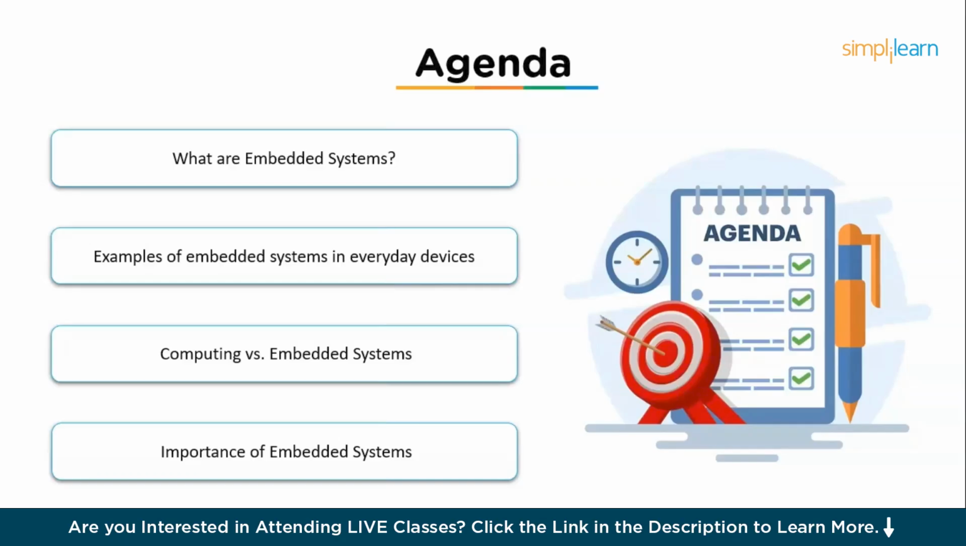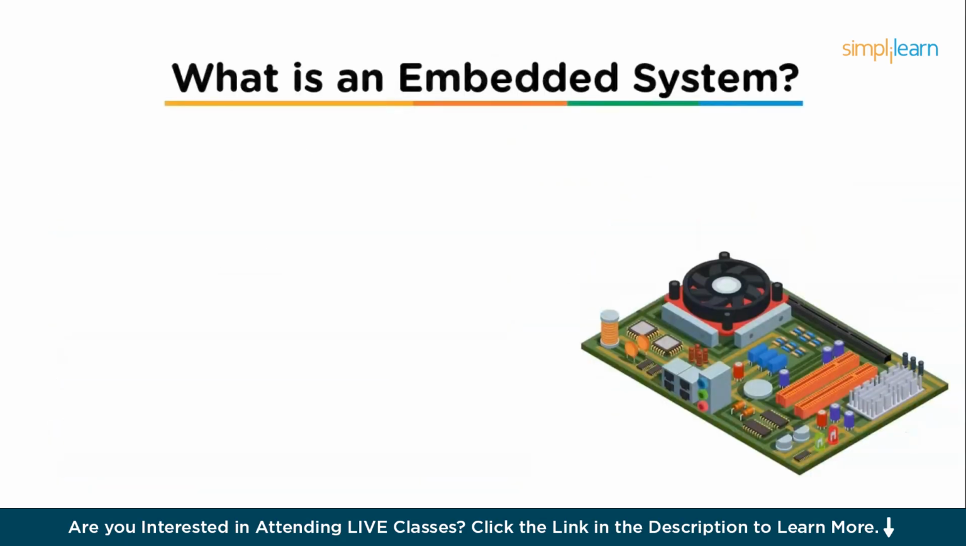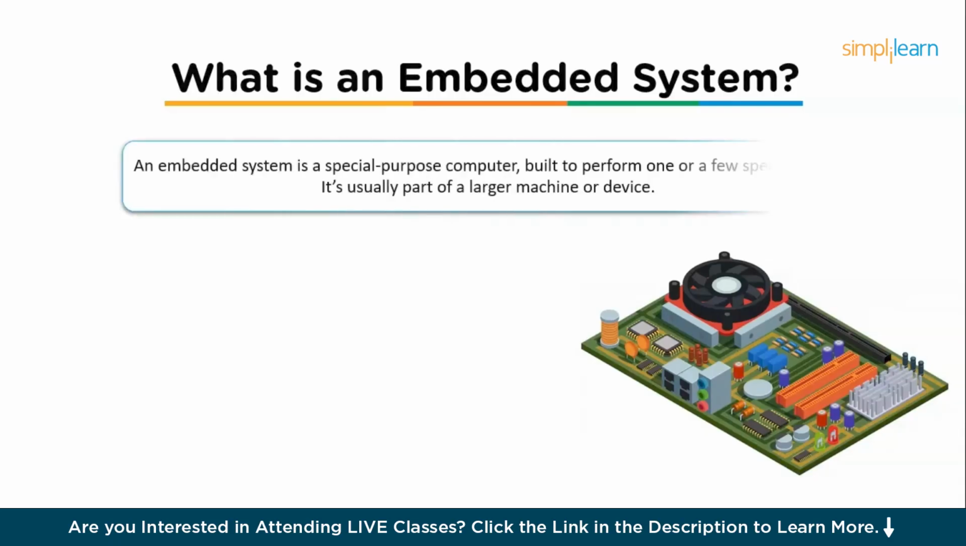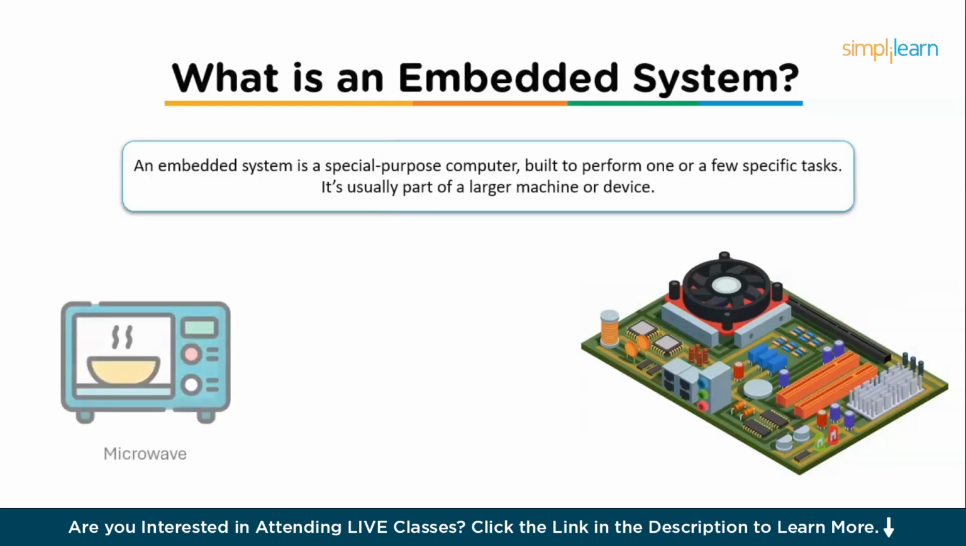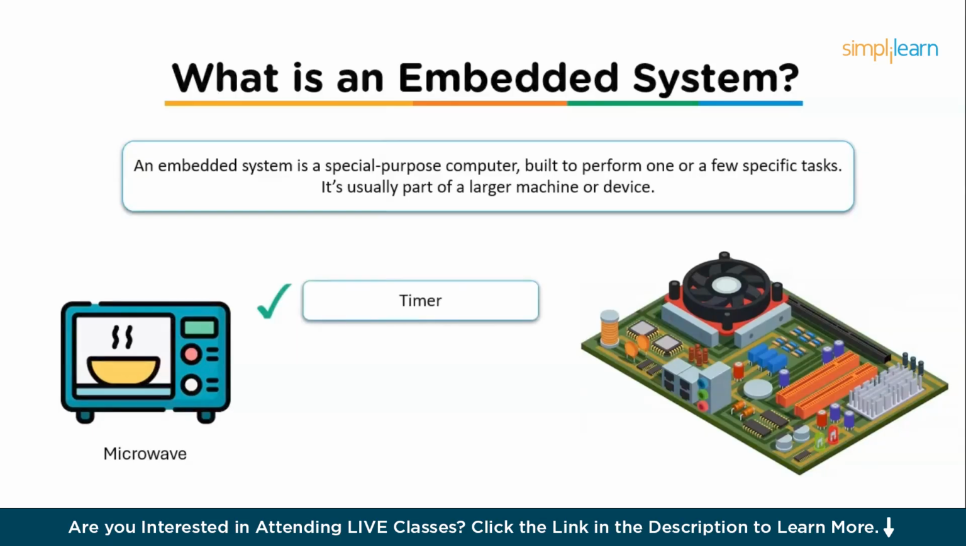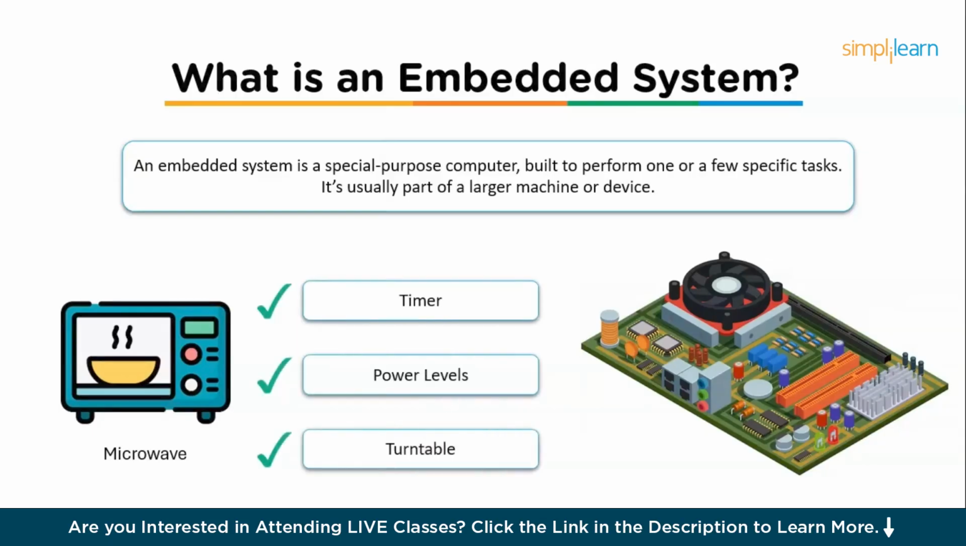So let's go. First, we'll see what an embedded system is. It's a computer, but not the kind you use for browsing the internet or editing documents. An embedded system is a special purpose computer built to perform one or a few specific tasks. It's usually part of a larger machine or device. For example, your microwave has a tiny computer inside that controls the timer, the power levels, and the turntable, and that's an embedded system.